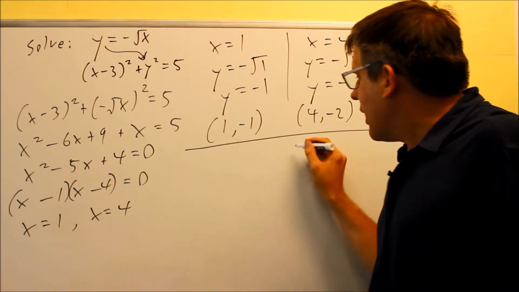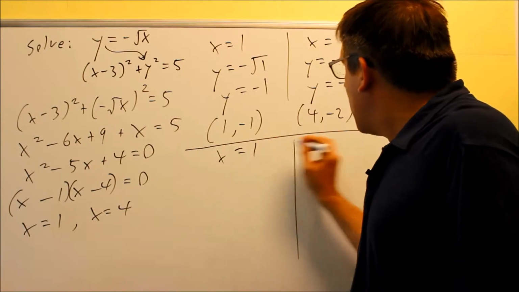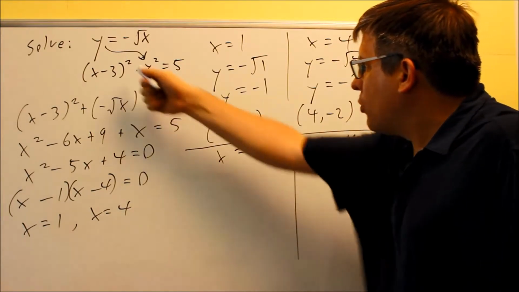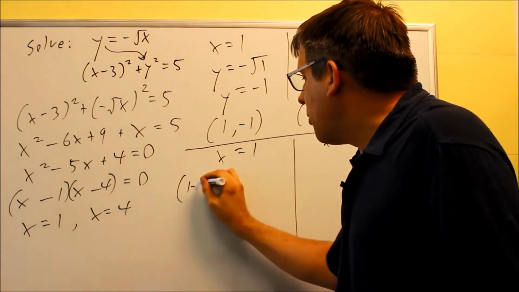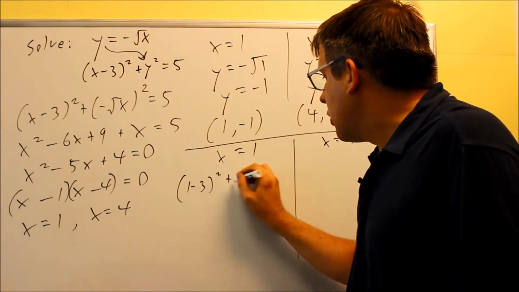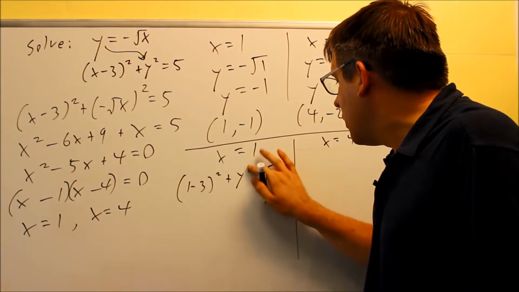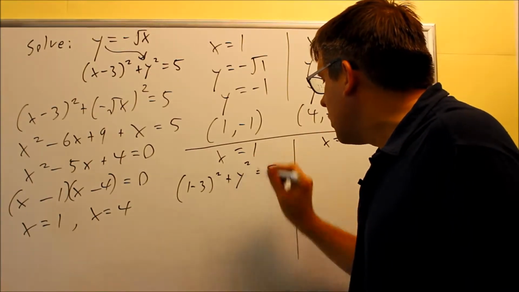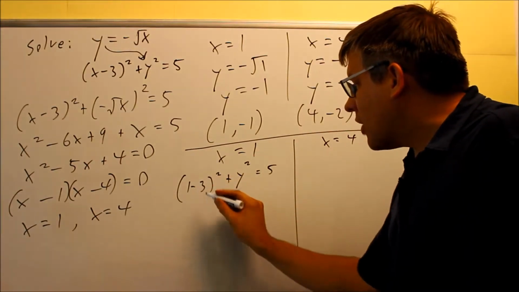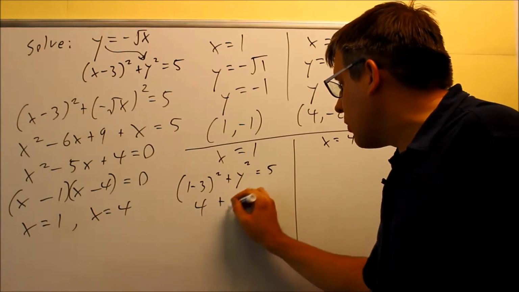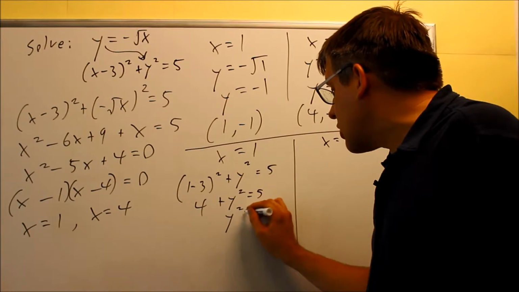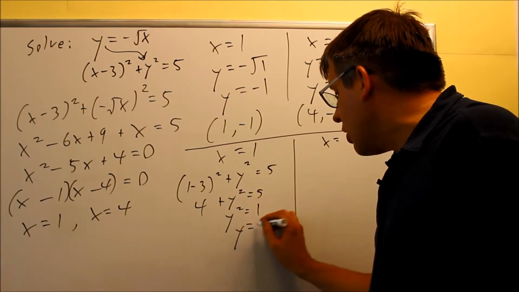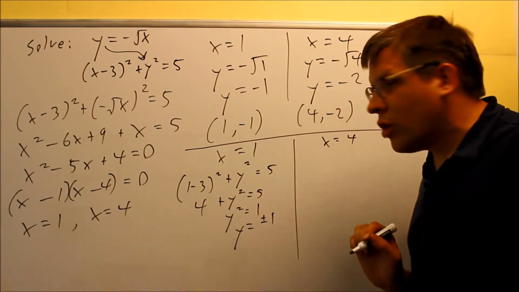Okay, so again, you would have x is equal to 1 and you'd have x is equal to 4. You still want to put that into the bottom equation. So you get (1 minus 3) squared plus y squared equals 5. And if you do that, you're going to get negative 2 squared will give you a 4 there, plus y squared equals 5. And if you subtract the 4, you get y squared equals 1, and you get y equals plus or minus 1.